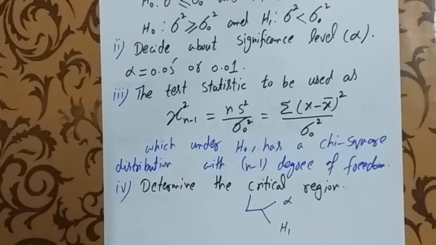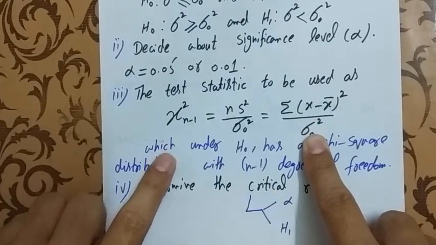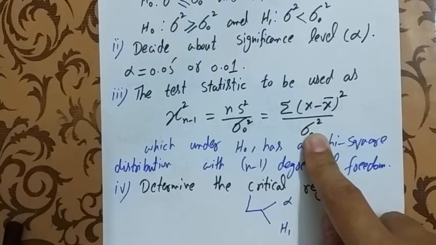Dear students, I explained the critical region in the previous lectures when we used the two-tail test or one-tail test, and then we see the ends of the bell-shaped graph. I explain by using the diagram. Dear students, wait one minute.